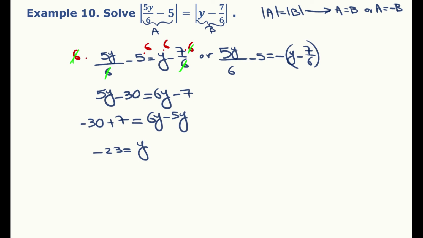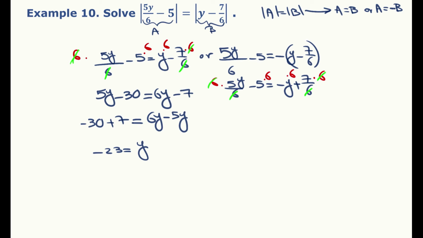Remember, we have to check. For this one, we're going to distribute the negative first. So 5y over 6 minus 5 equals negative y plus 7/6. Now we'll clear the fractions by multiplying both sides by 6. Don't forget to distribute. So we cross cancel this 6 with that 6 and this 6 with that 6.